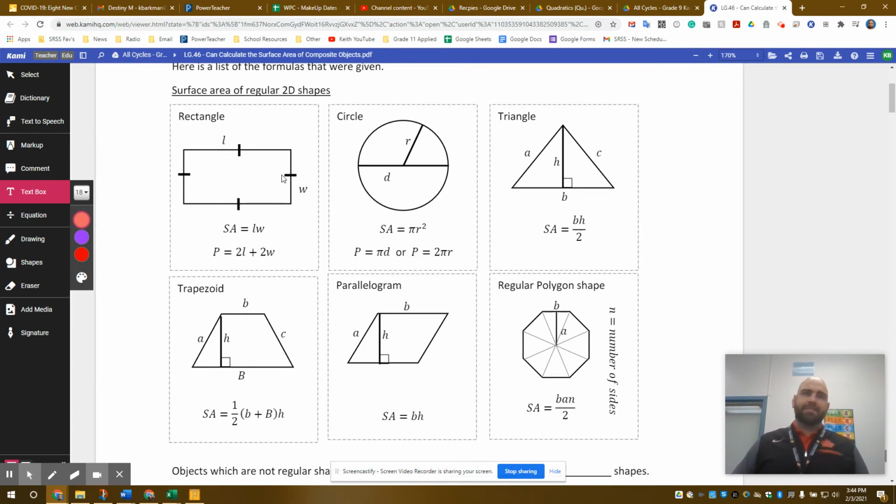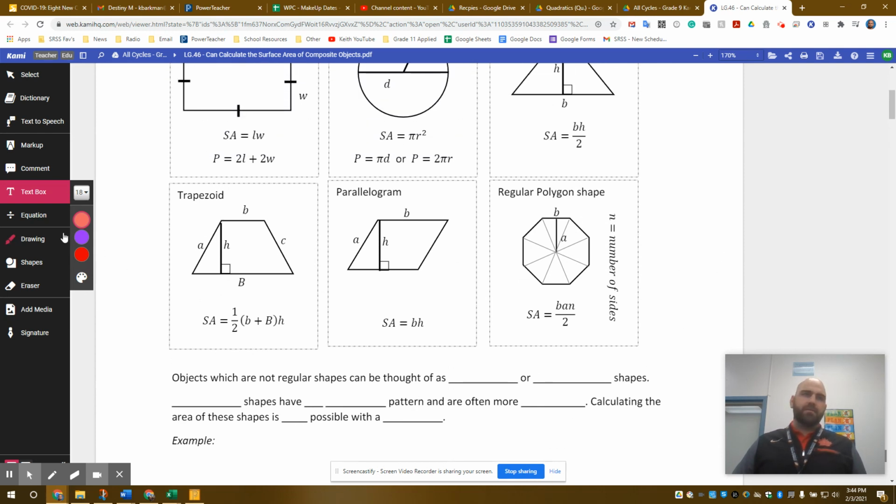Remember, perimeter is the distance all the way around each of the shapes. Some of our perimeters are a little easier to find. We just add up the sides. For a circle, we have to use one of these two formulas that are given here. For a polygon, we just multiply the number of sides by the length. For other ones, we may or may not know the sides, so it's important that we understand what our perimeter is, and we will be using that in the future as well.